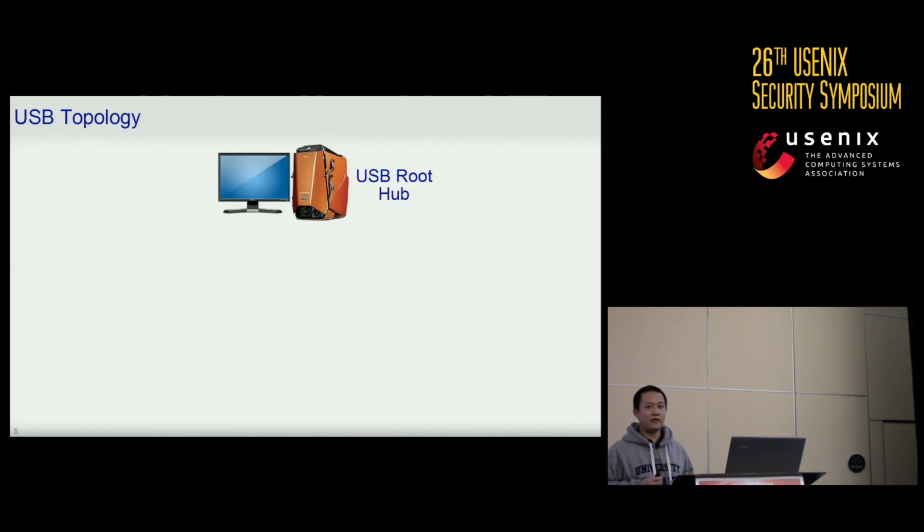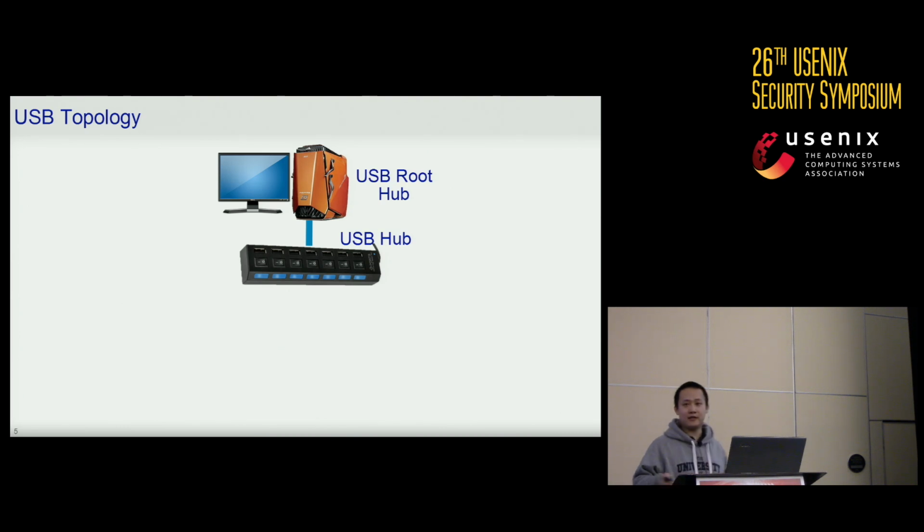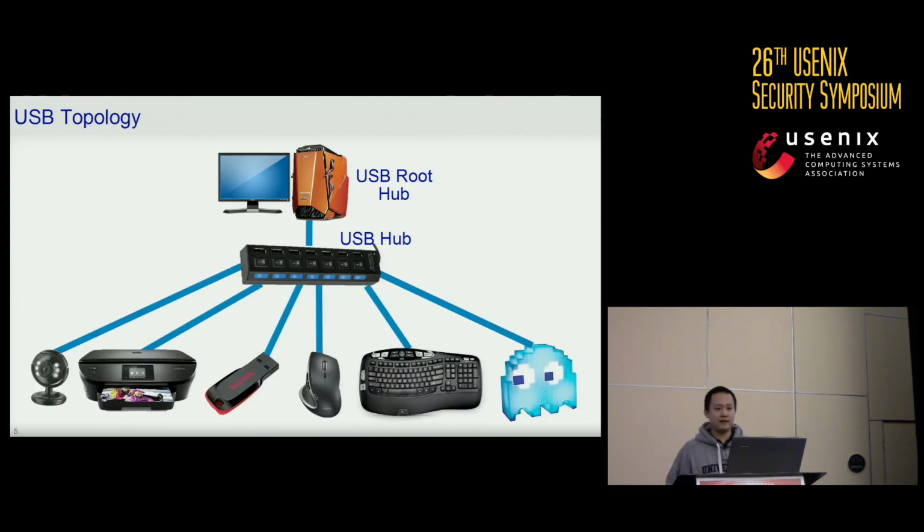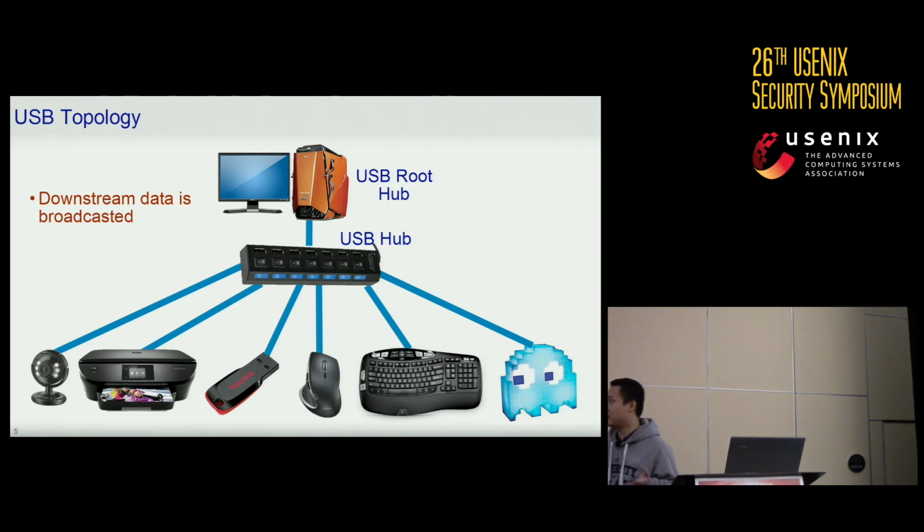First of all, we have a host machine, which contains the USB root hub, which is the root of the whole USB tree network. And then we have the USB hub, which allows us to connect multiple devices into the network, including webcam, printer, USB storage, mouse, and keyboards, even the USB-powered lamp. The downstream data in a USB network is broadcasted.